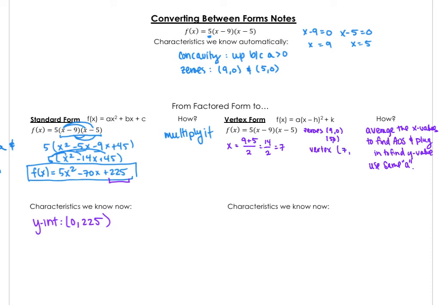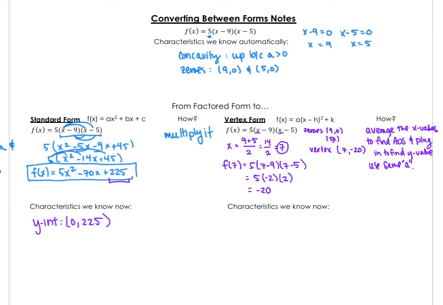And then just like before, to find the y value, we're going to plug in 7 for x in my function. So f of 7 equals 5 times (7 minus 9) times (7 minus 5). That's going to be 5 times negative 2 times positive 2, and that's going to be negative 20. So my vertex is (7, -20).